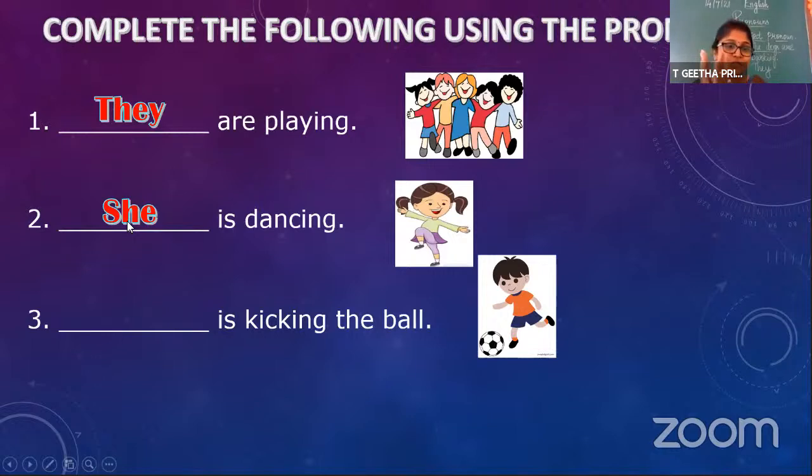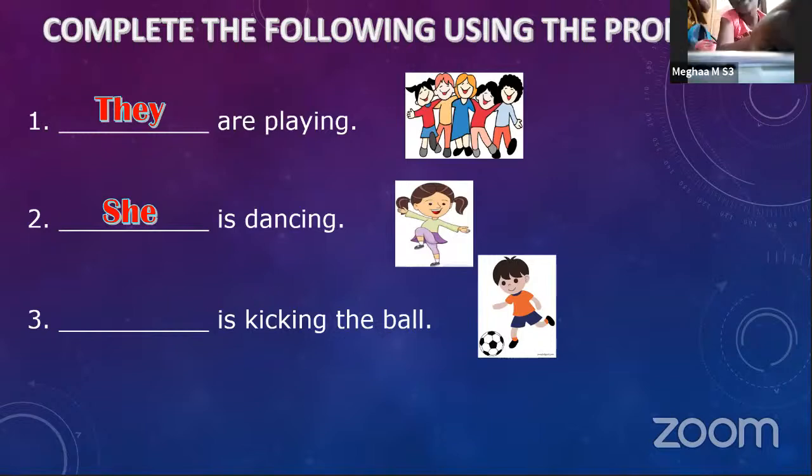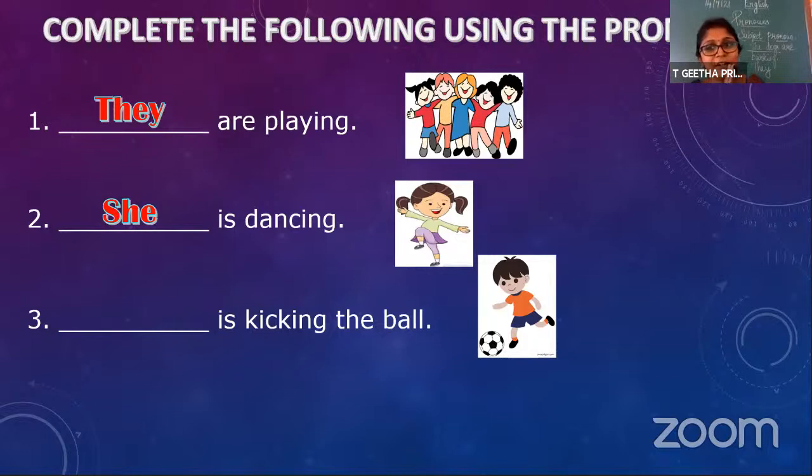Very good, children. The next question. Dash is kicking the ball. Nitanya, good. Kabinesh, good. Tanishka, good. Pragnika, good. Very good, children. Madhuvantika, Jason, Deepak, Jonathan, Jagan, good. Vaishnavi, Charvi, good. Very good.